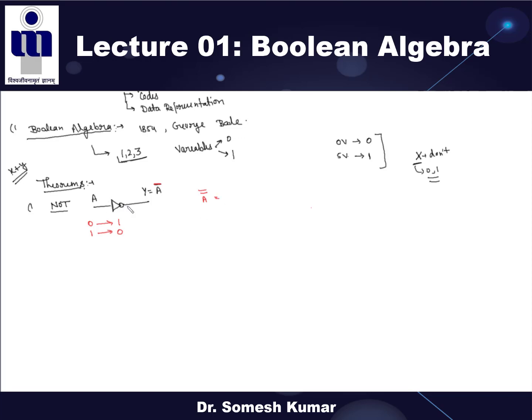Suppose one extra NOT gate is applied here, then what is the output? Output is A, right? If 0 is given here output is 1, and if the 1 is given to the next NOT gate, output is 0, right? So we can say A bar bar is basically your A. This is your NOT theorem. Clear? Second one is your AND.